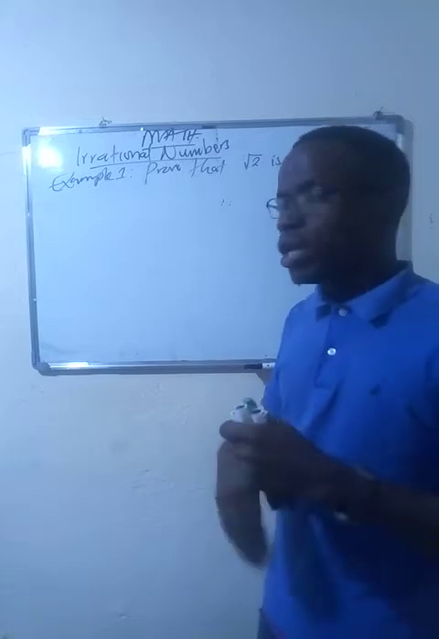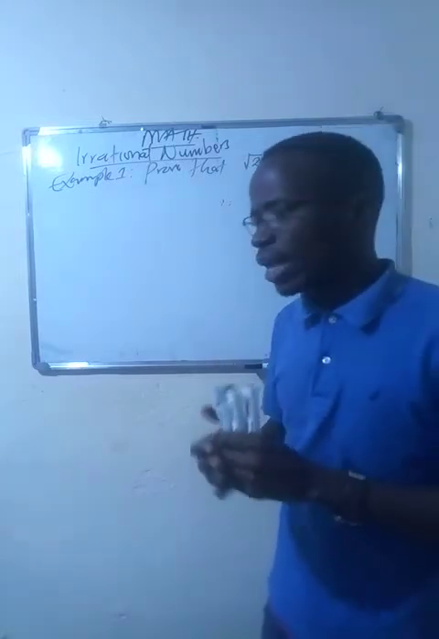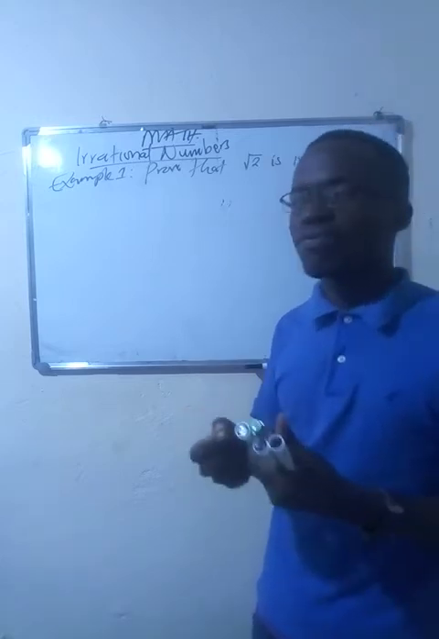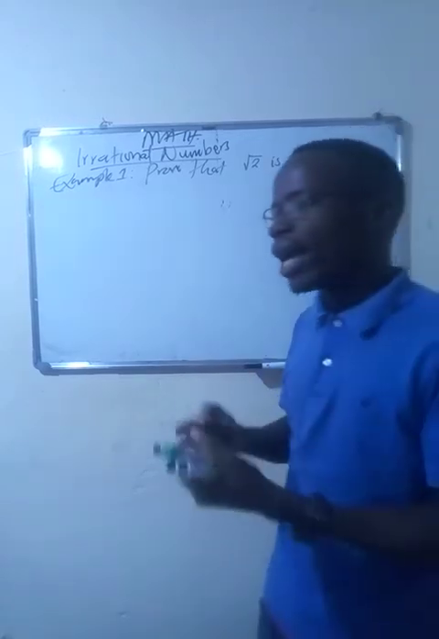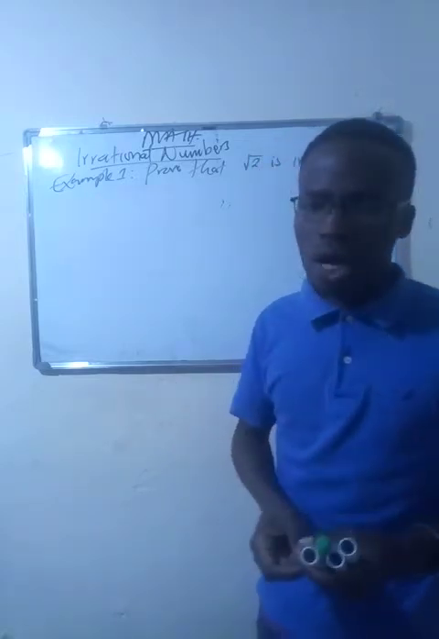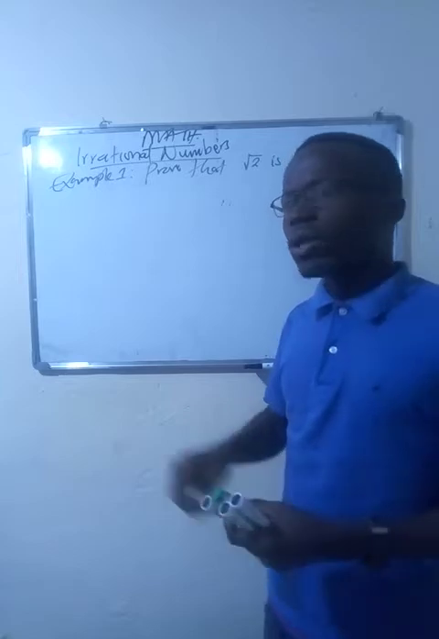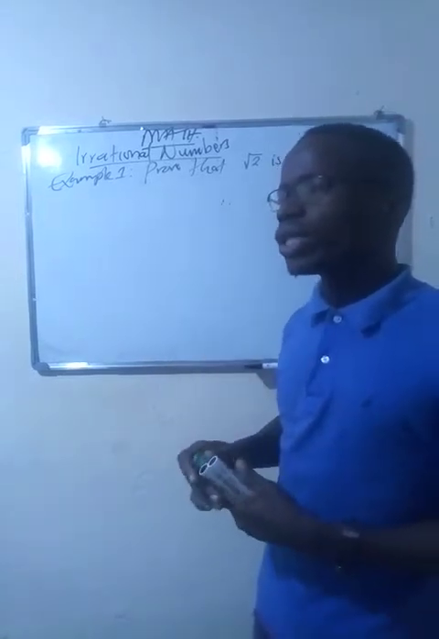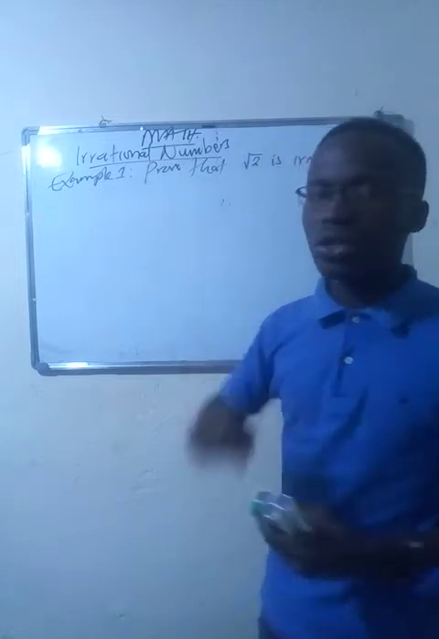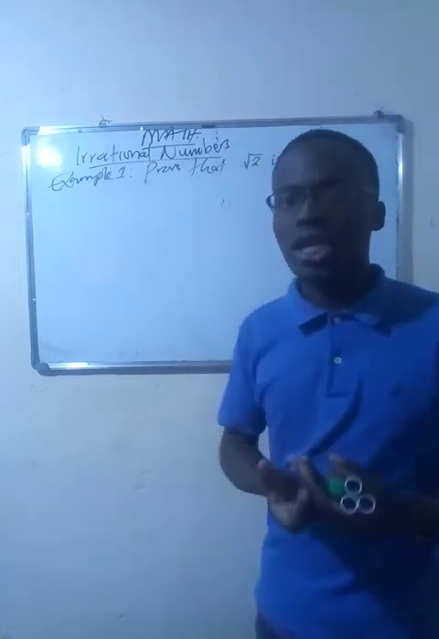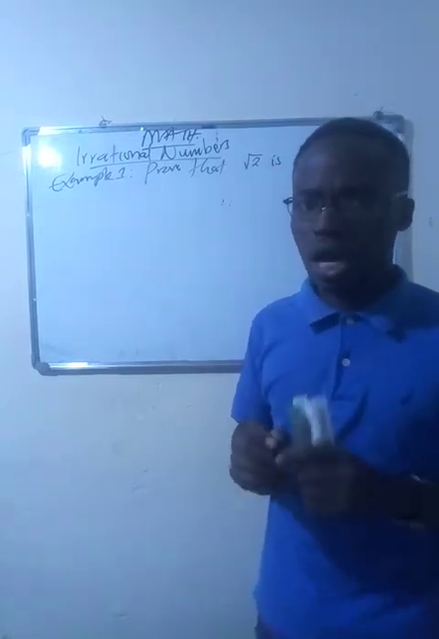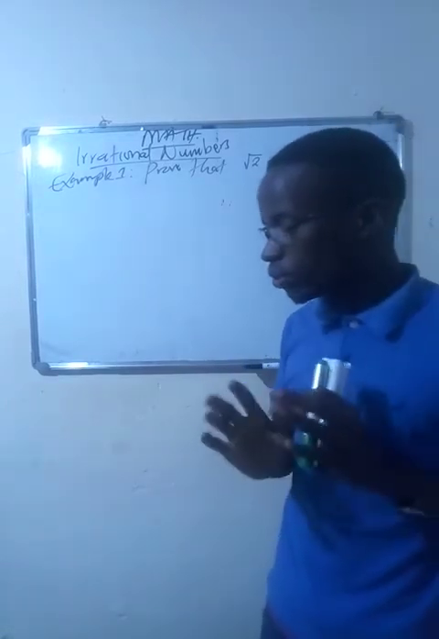Now, if it's a rational number, remember we said that a rational number is a number that can be written in the form a over b, where a and b have no common factor other than what? Other than 1. So in this case, we assume that root of 2 is a rational number, such that it can be written in the form a over b. You get the point. Are we together? Is it okay so far?